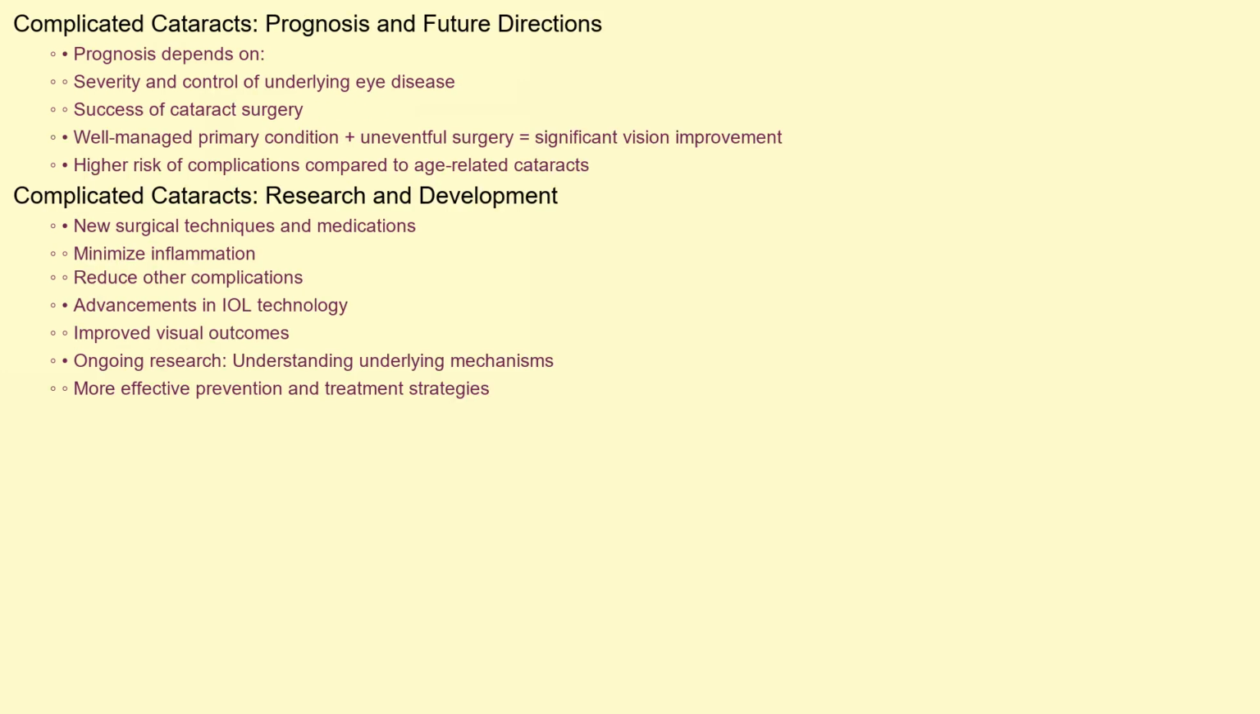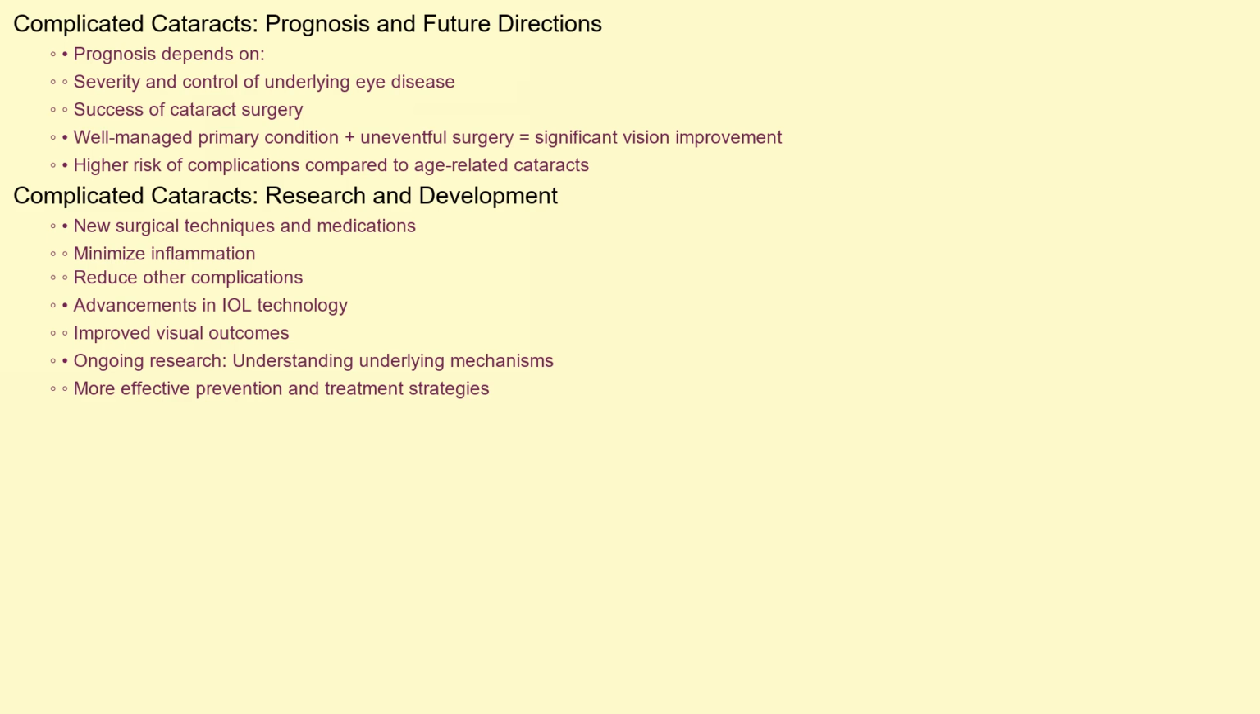The prognosis for patients with complicated cataracts depends heavily on the severity and control of the underlying eye disease, as well as the success of the cataract surgery. If the primary condition is well managed and the surgery is uneventful, patients can often achieve significant improvement in vision. However, the risk of complications is generally higher in complicated cataracts compared to age-related cataracts.